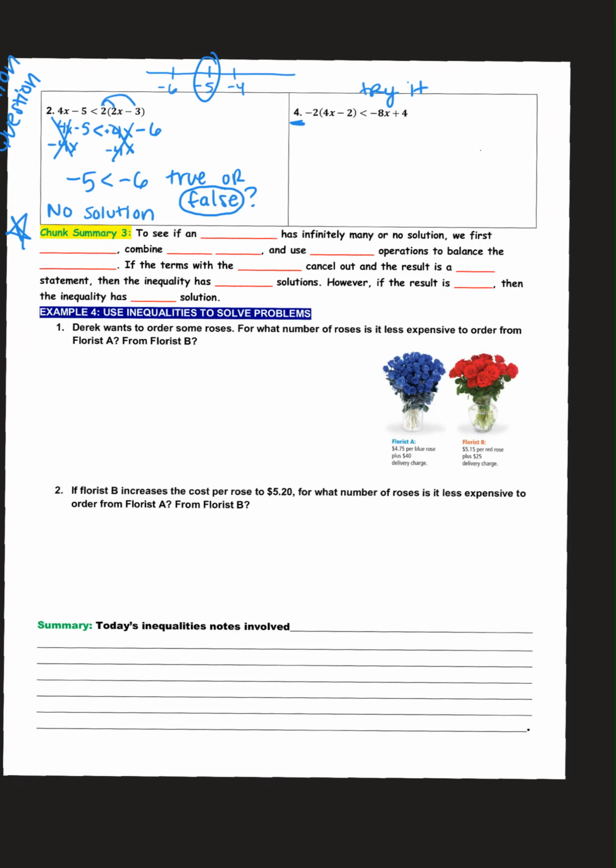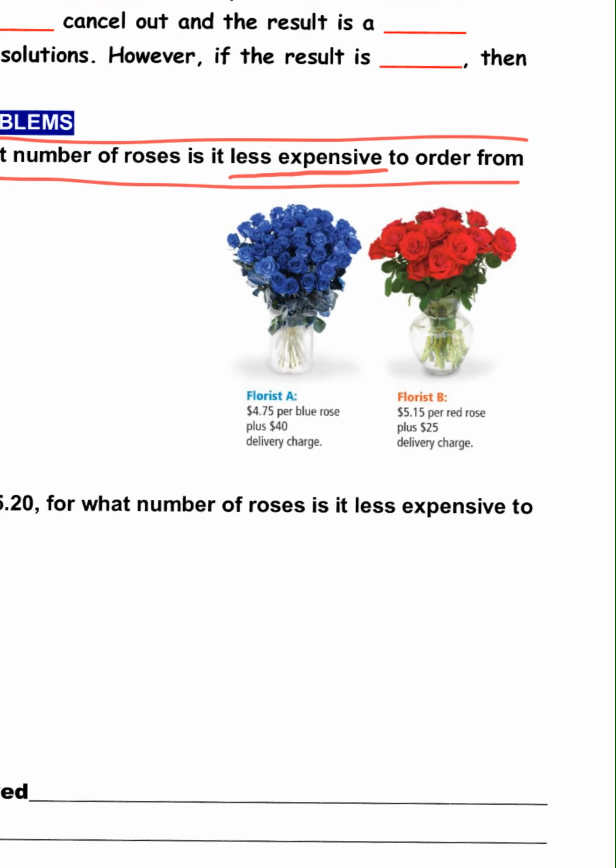Yay! All right, back for example 4. We see that Derek wants to order some roses. For what number of roses is it less expensive to order from florist A or from florist B? All right. And it doesn't really give us any numbers here because it wants us to look in this picture.